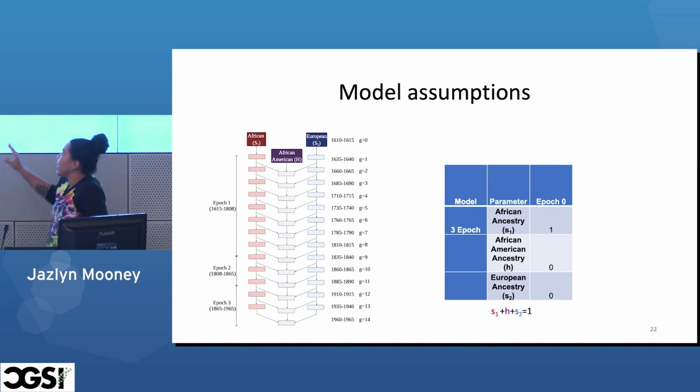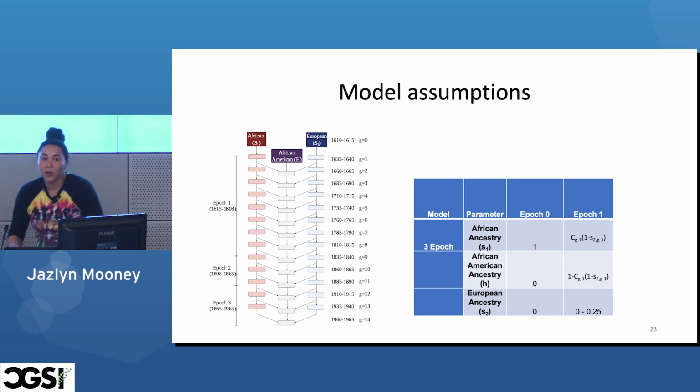So we're going to have a parameter trio for each generation and each epoch. So we have S1, H, and S2. They must all sum to 1. So that means you have 2 parameters that are free, right? And then if you take 1 minus the sum of the other 2, that's going to give you your third parameter in the trio.